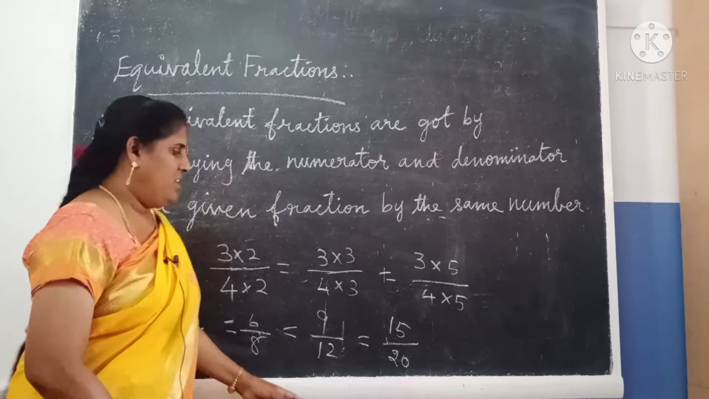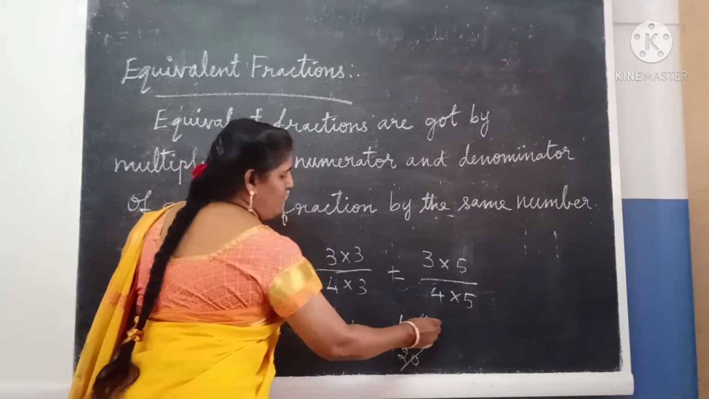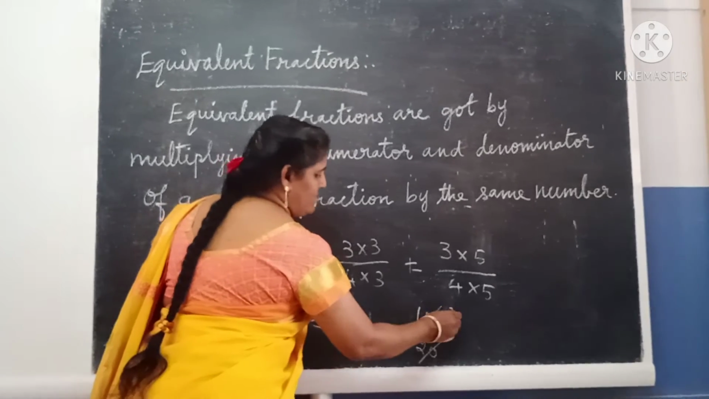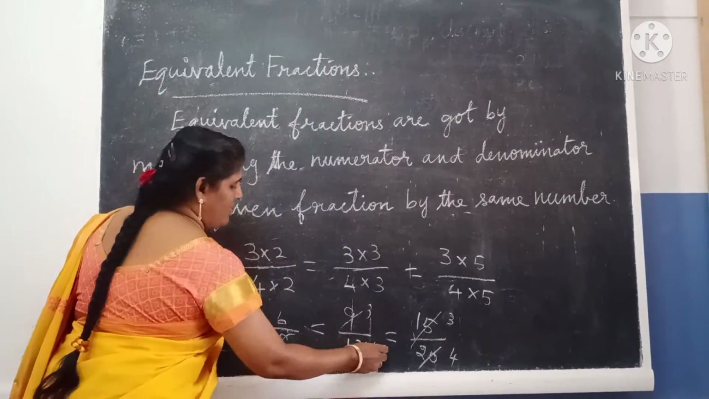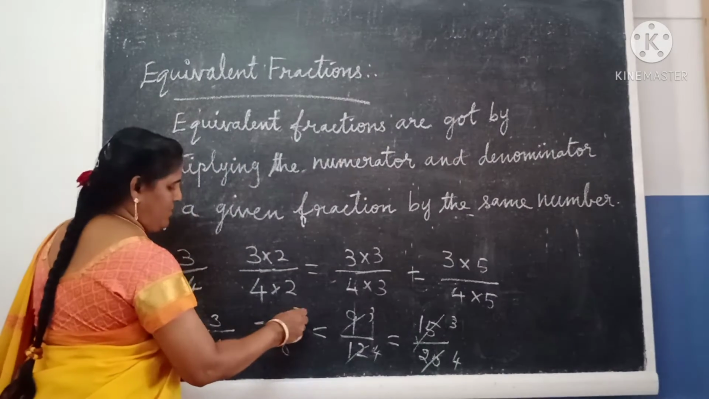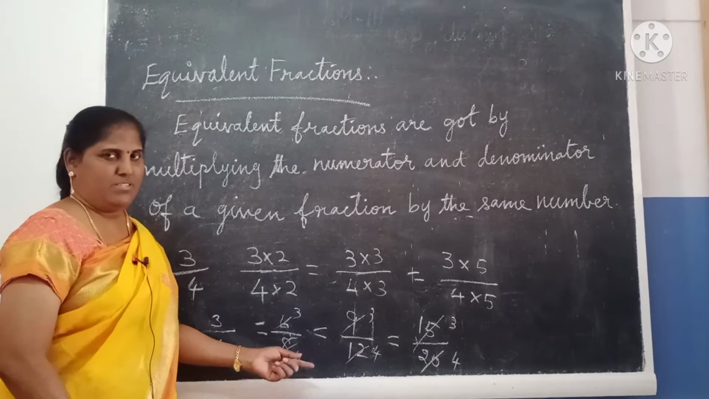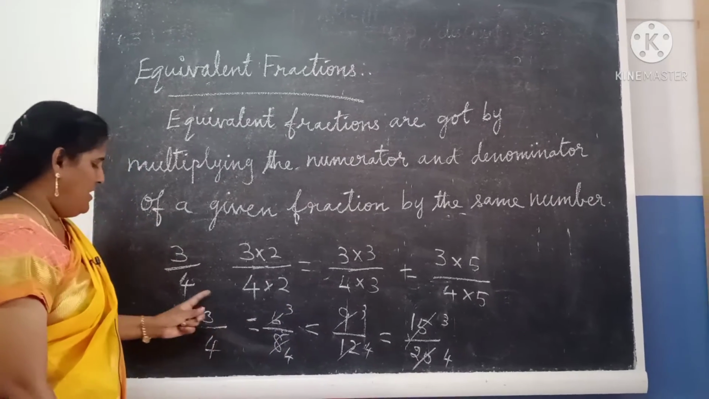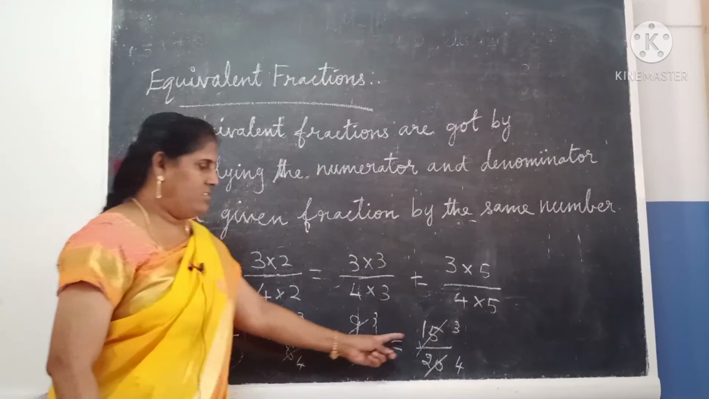Okay children, if I simplify, for example by the 5 table, what answer will come? 3 by 4. By the 3 table, 3 by 4. And by the 2 table, 3 by 4. So if we simplify the equivalent fractions by the same table, we will get the same number, that is 3 by 4, for all of them.